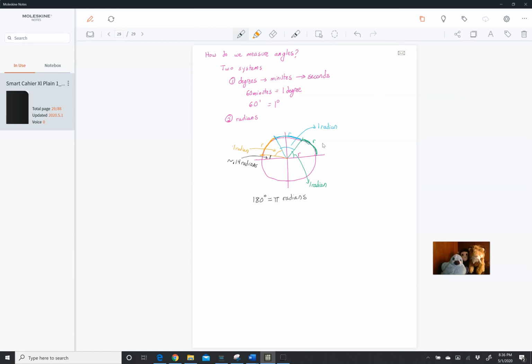Okay, so let's start converting then. We know that 180 degrees is equal to pi radians. Just a note before we do conversions, it's not necessary to write the unit.